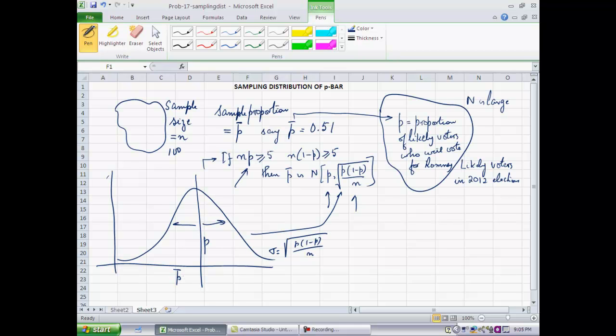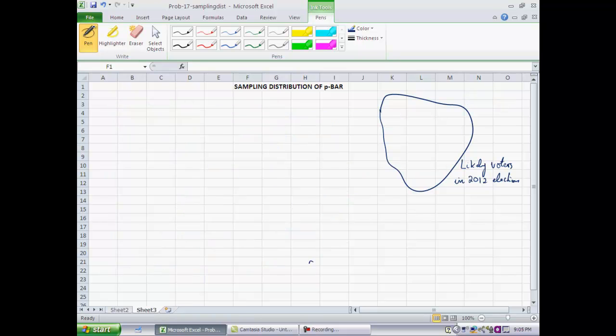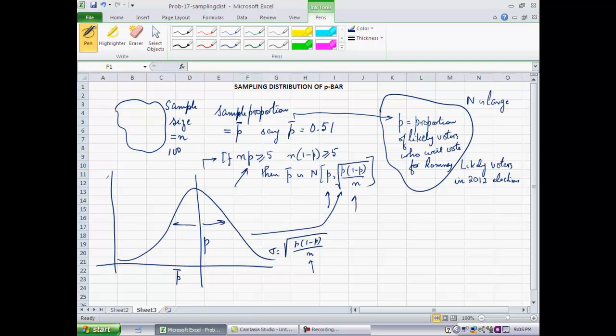Once again, notice that p, the population proportion, is in the numerator, and just as before, n is in the denominator with the square root. So if I increase my sample size, I can shrink the standard deviation, in other words, make this curve more peaked. In other words, with a larger sample, I can be more certain about the inferencing that I do.